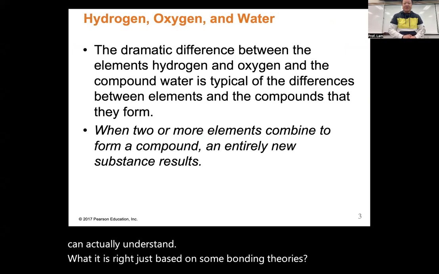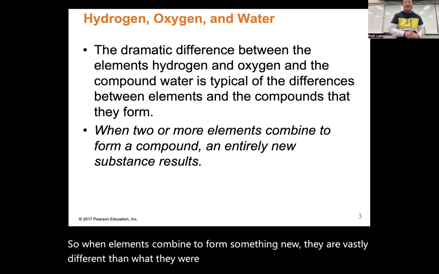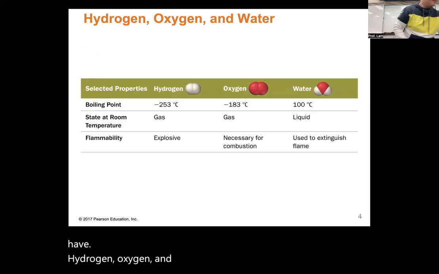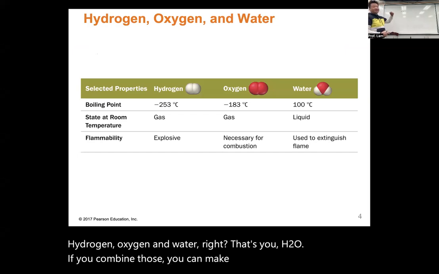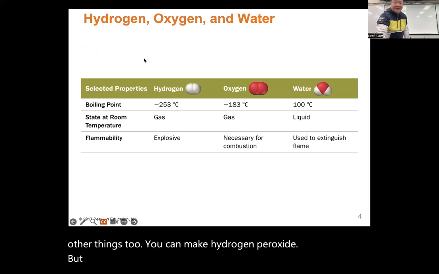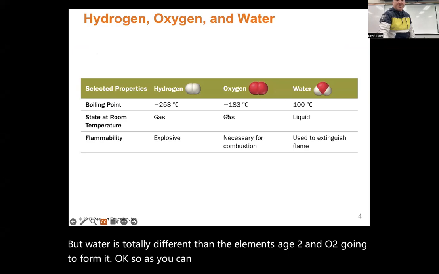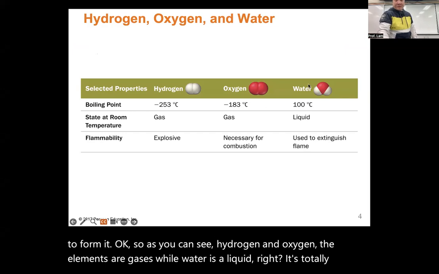Okay. So when elements combine to form something new, they are vastly different than what they were before. So for example, if you have hydrogen, oxygen, and water, right? That's H2O. If you combine those, you can make water. Of course, you can make other things too, right? You can make hydrogen peroxide. But water is totally different than the elements H2 and O2 going to form it. Okay, so as you can see, hydrogen and oxygen, the elements are gases, while water is a liquid, right? It's totally different. The boiling points are very different.